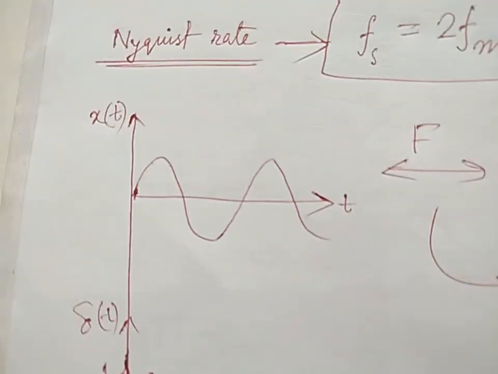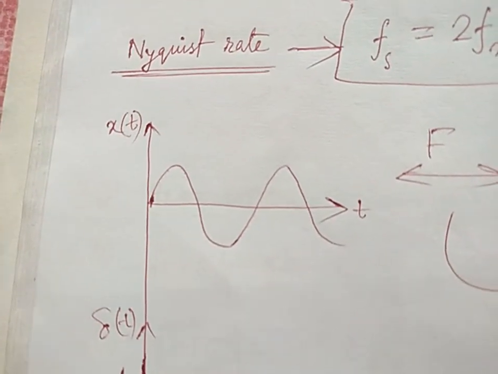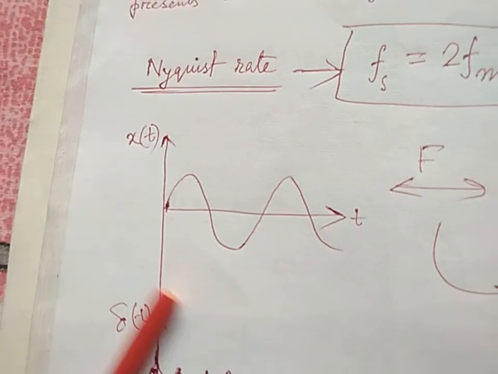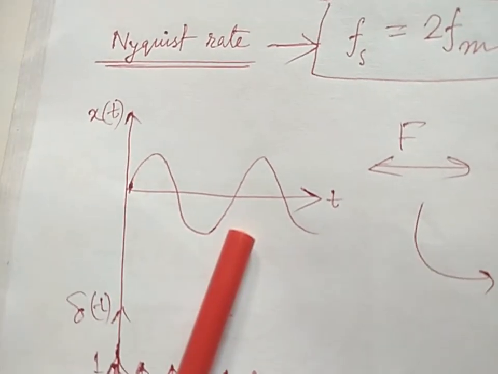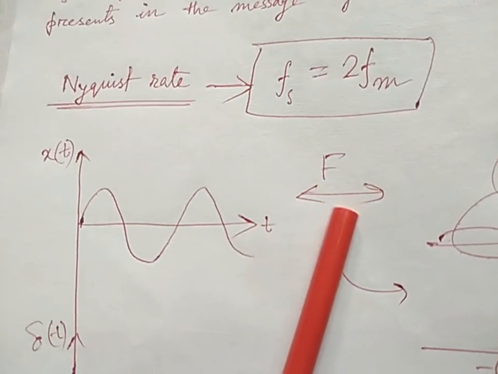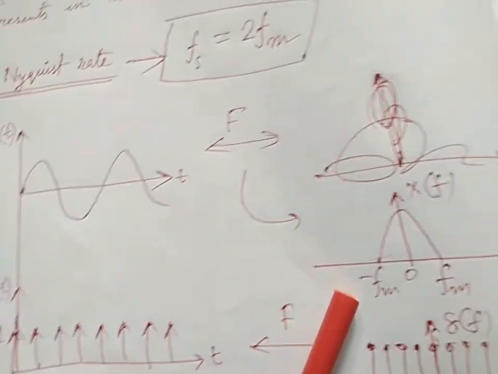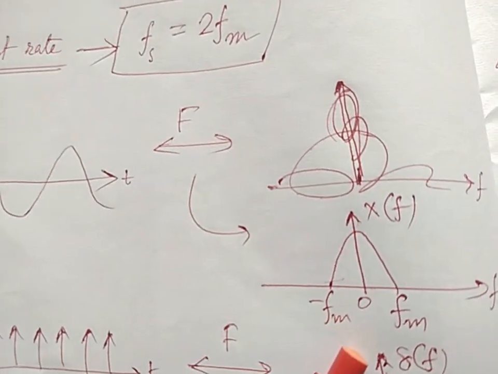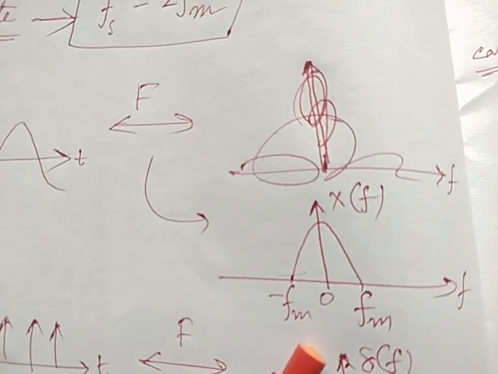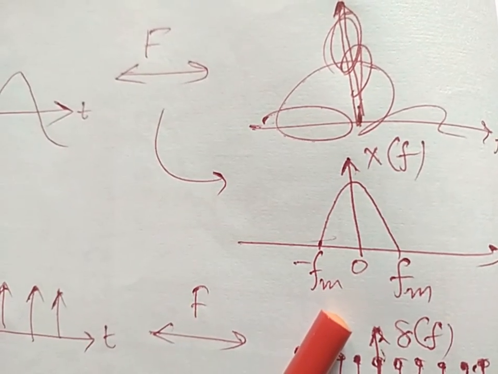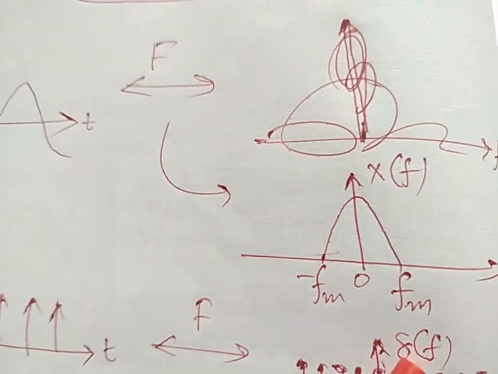Suppose this is my message signal, a simple sine wave that is represented by x(t) in the time domain. If I take its Fourier transform, it will become the frequency domain representation like that. In the frequency domain, it would look like that, where the maximum frequency present is fm.